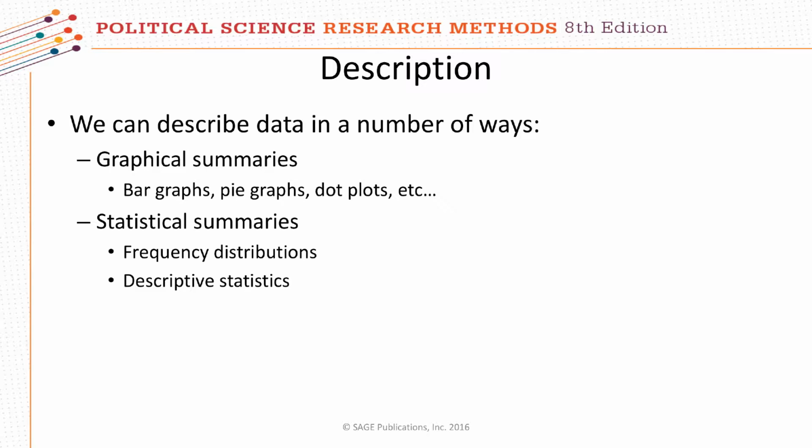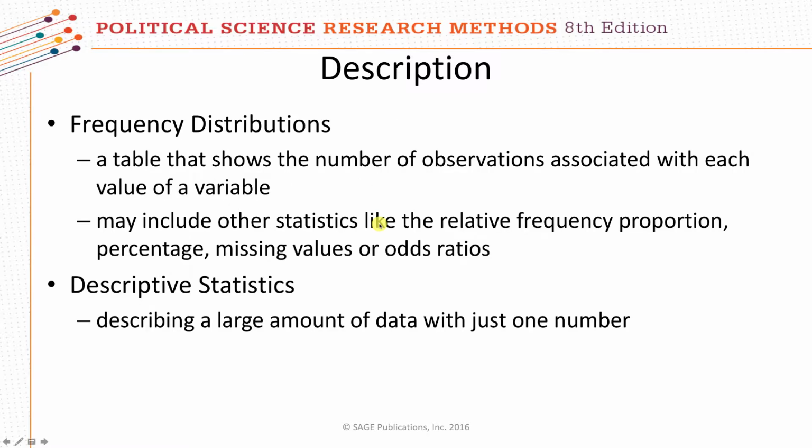Or again, if you care about any individual variable, so your dependent or independent variable alone, not as a relationship to each other. So this is a tricky point. Statistical summaries are about one variable at a time, right? One variable at a time. So frequency distributions are sometimes tables that show the number of observations associated with each value of a variable. They could include statistics like the relative frequency, proportion or percentage, or missing values or odds ratios. And then we get to descriptive statistics, which is where we describe large amounts of data with just one number. So we're going to look at both of these.